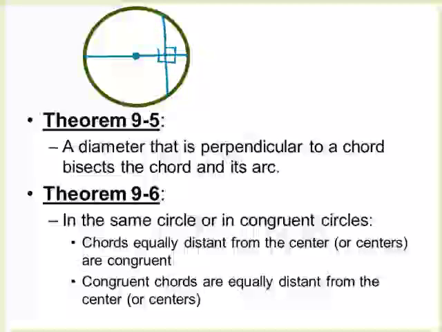So here's another chord, and they're going to intersect at 90. It says bisects the chord, so that means that chord is going to be split into equal pieces, and the arc as well. The theorem says a diameter, but really we didn't even use the whole diameter. The theorem really, in my opinion, might as well just say radius, because we didn't even use that other part of it. So if we have a radius that intersects a chord at a right angle, then it's going to bisect the chord and bisect the arc.